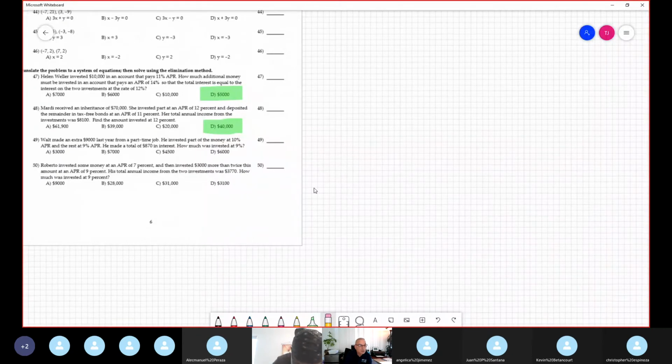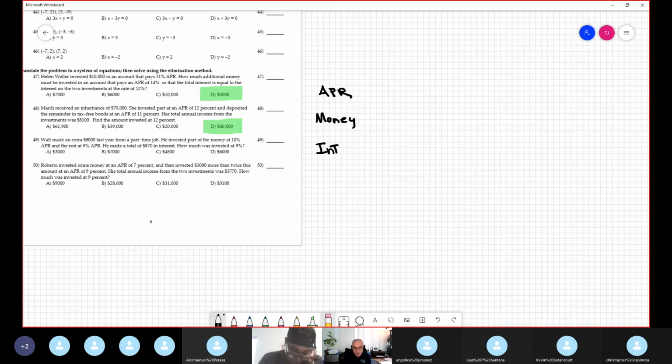Okay, this is it. He made an extra $9,000 last year from a part-time job. He invested part of that money at 10%. APR, money and interest are my basic three rows in this kind of problem. So I see that we have one account that has 10% APR.